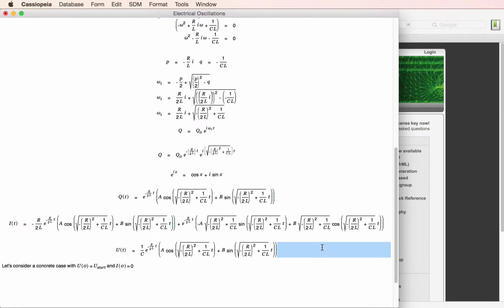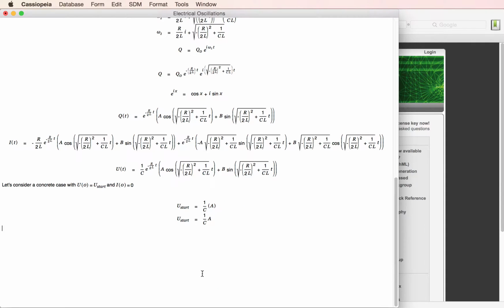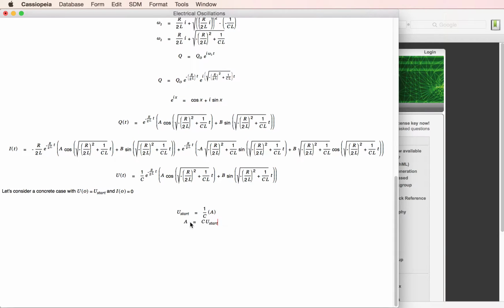Let's start with the voltage. At time t equal to 0, we have U start. At t0, this gets 1. Cosine of 0 gets 1 as well. And sine of 0 gets 0, so we can get rid of that one. Put C on the other side and get this for A.